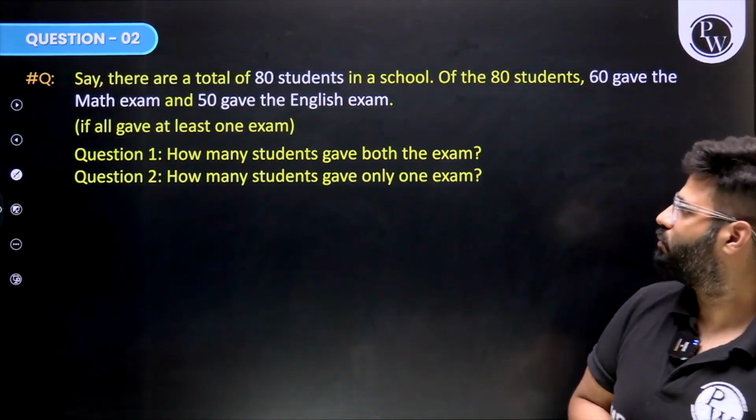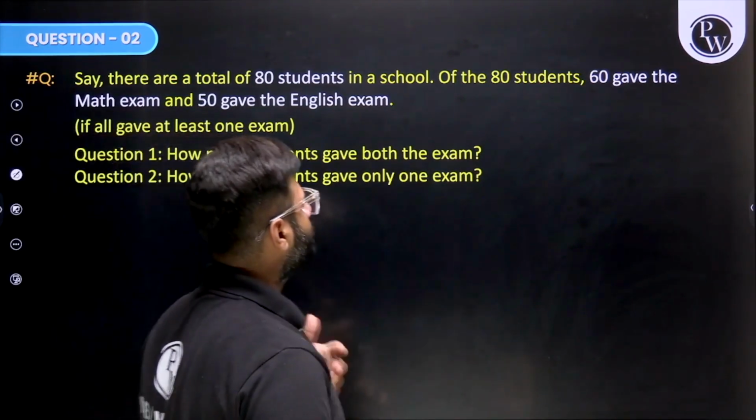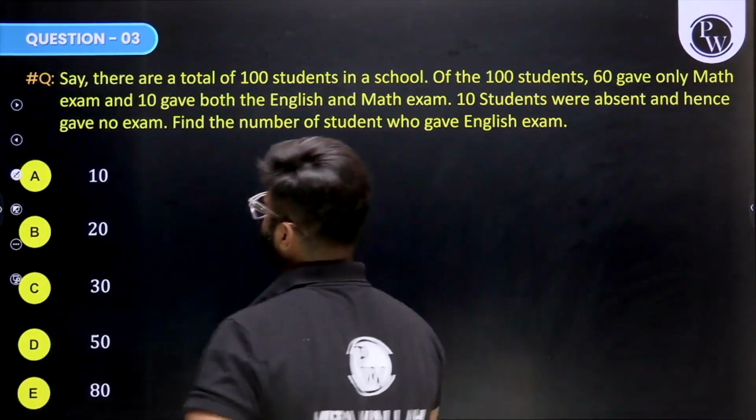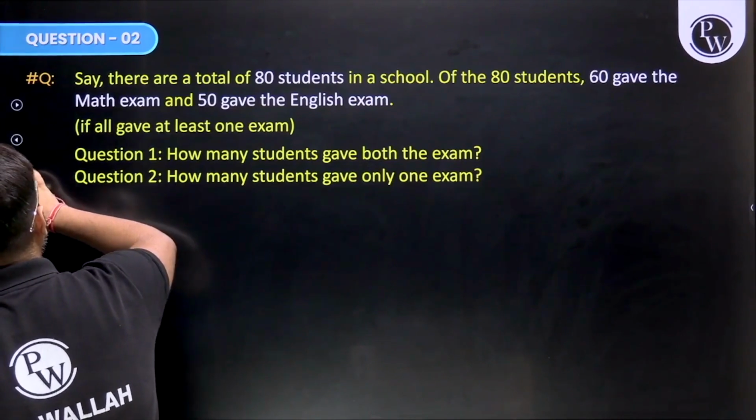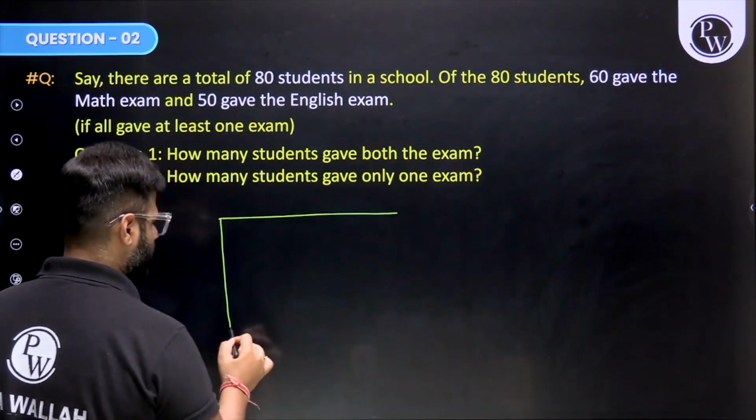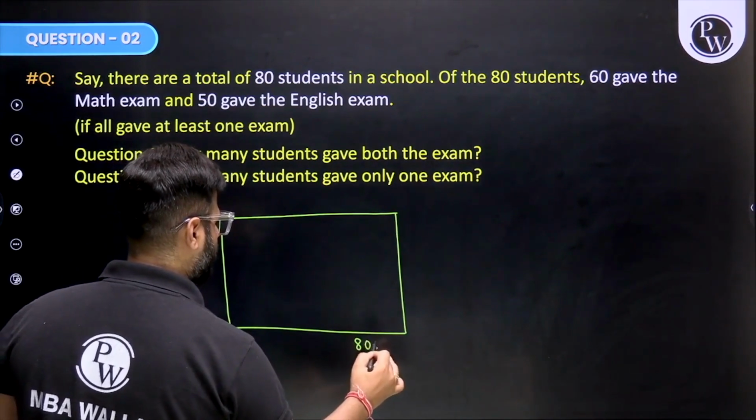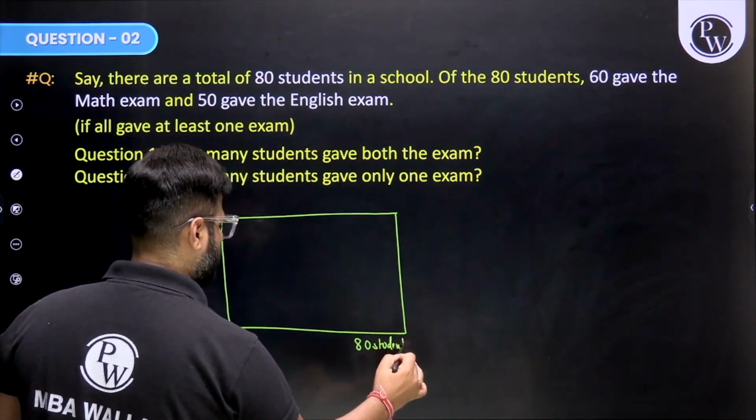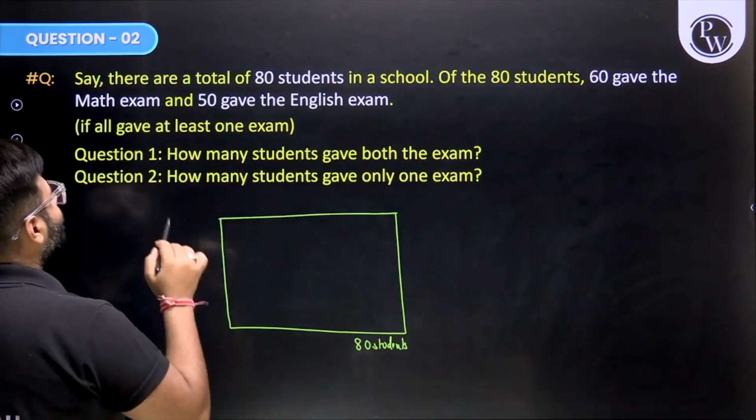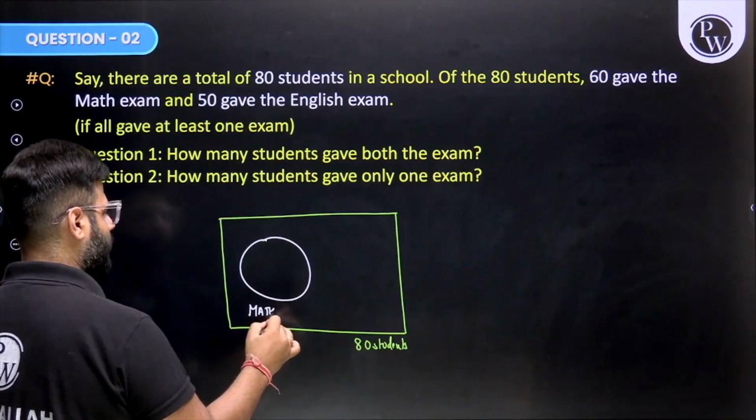Okay, let's try. The question says, say there are a total of 80 students in a school. So we basically have a school, and in this school we have 80 students. This is our parent block. This is the school which has 80 students. Perfect. Now in a school of 80 students, 60 gave the math exam. So this white circle is of the math exam and these people are 60.